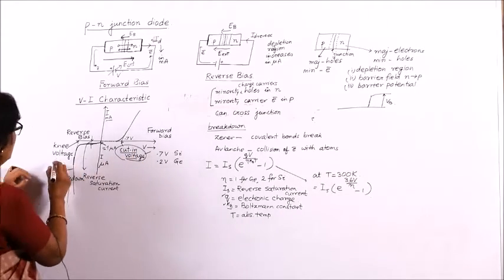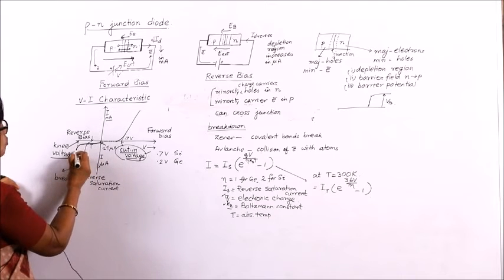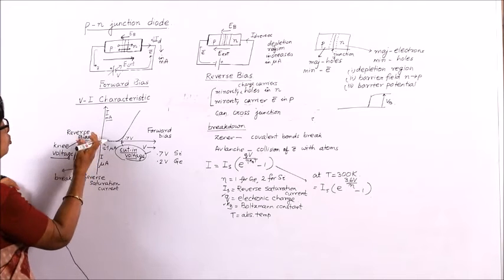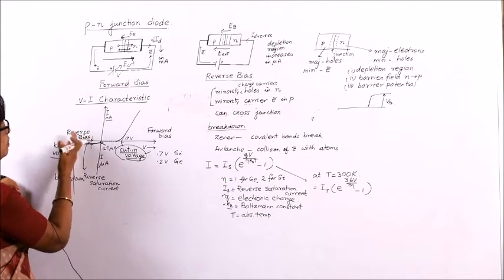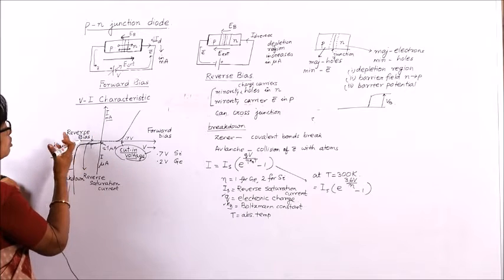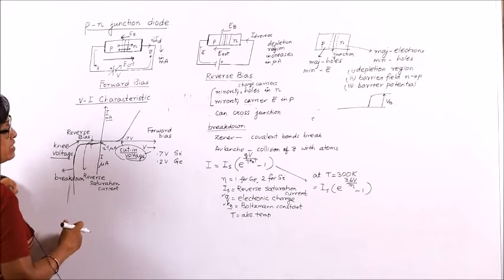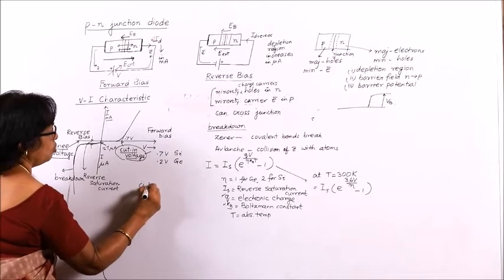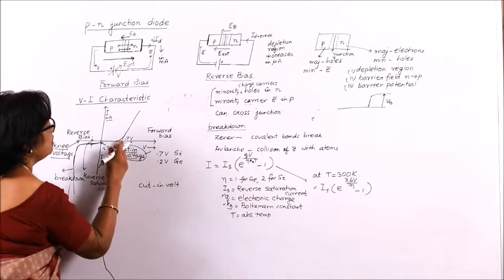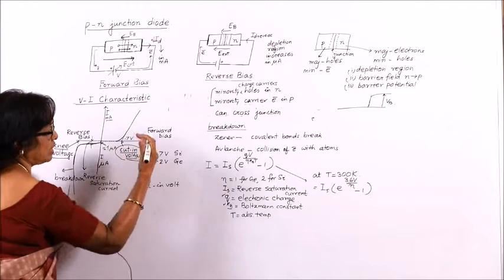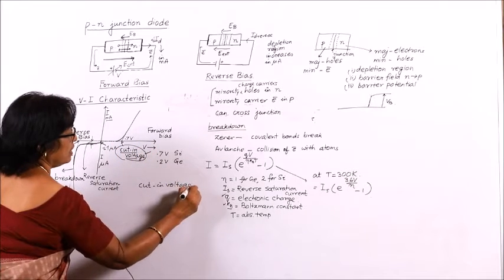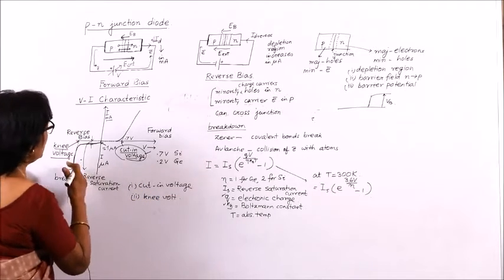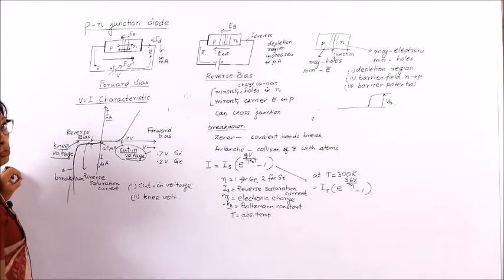One is the cut-in voltage, the other is the knee voltage. In reverse bias, the voltage beyond which the current suddenly increases, while the voltage remains constant and a very large current flows, is called the knee voltage. So, one thing you should know: what is the cut-in voltage? This is the forward voltage beyond which current increases sharply. Then the knee voltage is in the reverse bias. This looks like a knee.